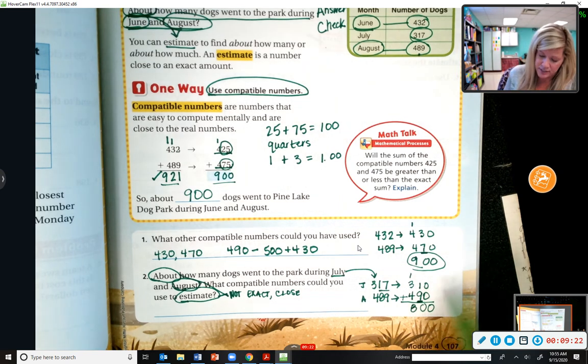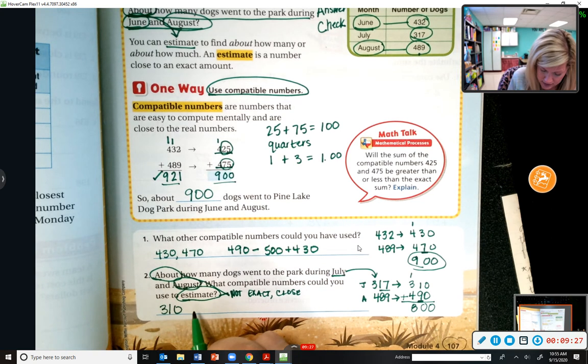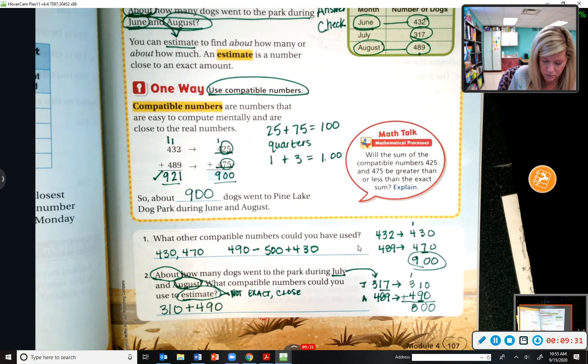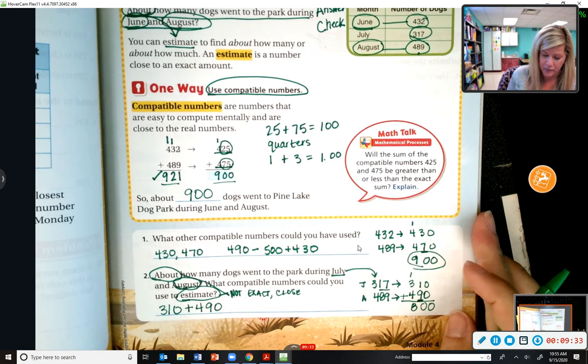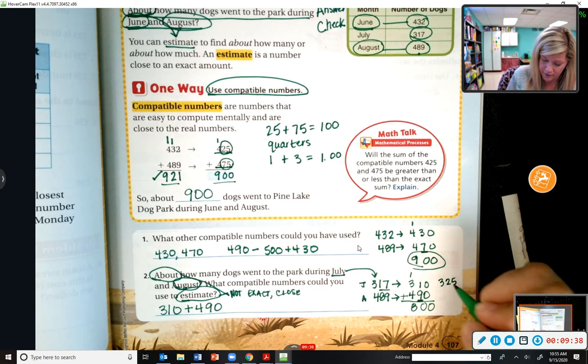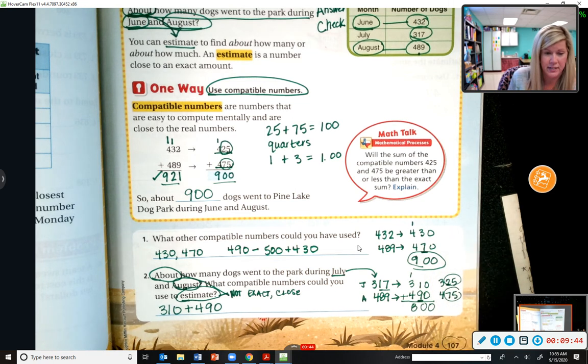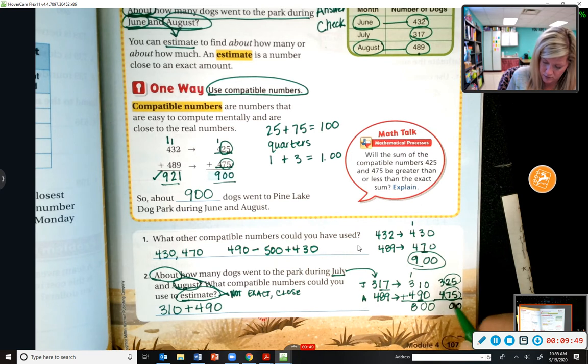Okay, so there are some examples of compatible numbers we could use to estimate. 310, 490. Okay, let's say maybe we want to do 325 and 475. Again, we see the 25 and 75, that makes 100. Let's see what we get. 4 plus 3 is 7, plus 1 is 8. So we get the same answer.